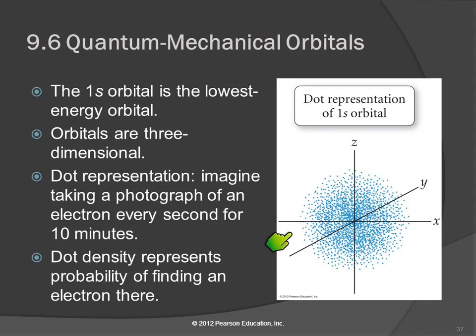And here we're imagining that we're taking a photograph of the electron in this atom, say every second for 10 minutes. And one time it's here, and another time it's here, and another time it's here. And as you take those pictures and superimpose them, you see that most of the time the electron is in this area. And so this area out here is where the electron probably is. And so this has a spherical shape. And the dot density is going to represent our probability of finding an electron there. Any questions?